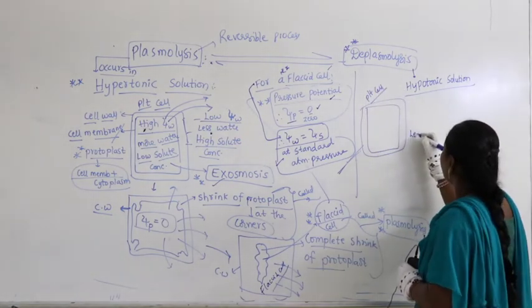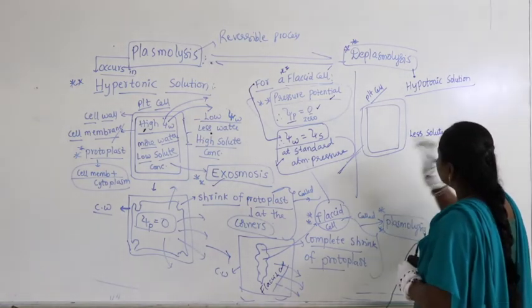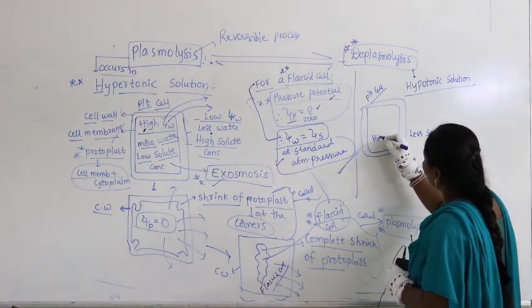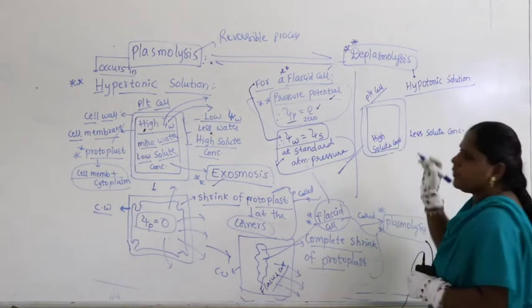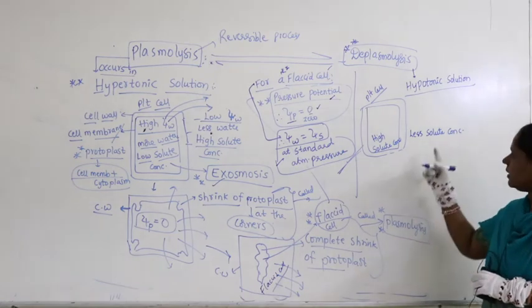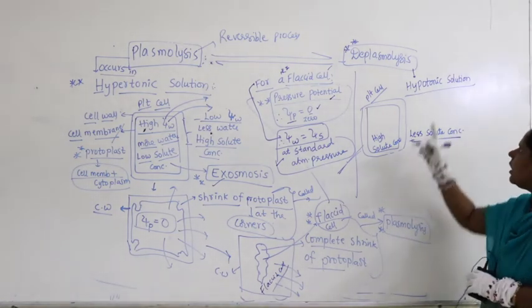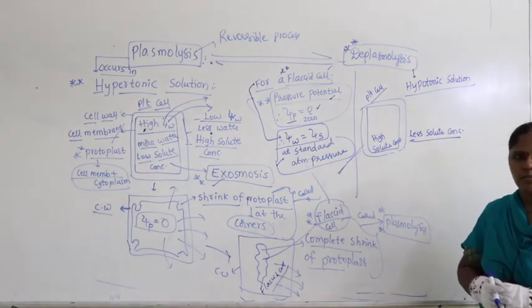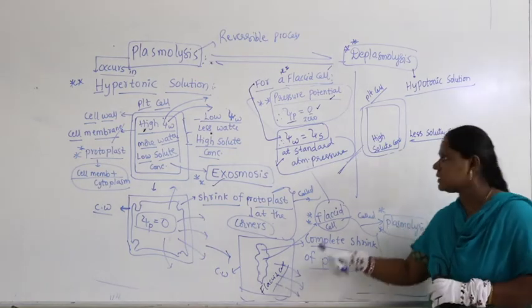Outside the cell, you find less solute concentration. Inside the cell, you find high solute concentration. When you keep the cell in less solute concentration, less means it is referred to as what? Hypotonic. That means we are taking the flaccid cell. Let us imagine we are taking the flaccid cell.